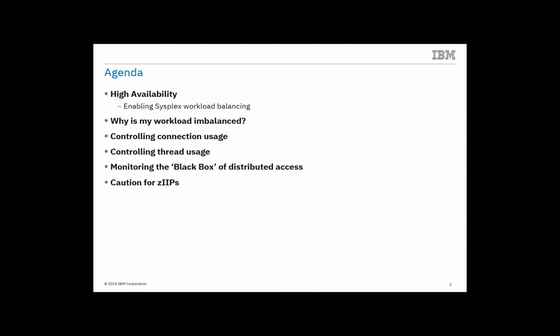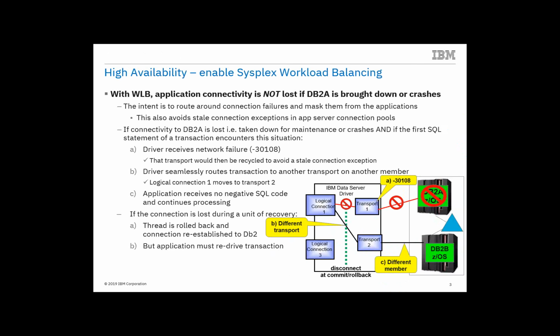So agenda, straight into high availability, which is kind of one of our key tenets on the mainframe. I want to make sure you're exploiting all the features there. If you've exploited it, then what might be some nuances you'd see in the workloads, talk about managing connections and threads in this world of mobile workloads and REST services, and then how to monitor some of these things that may be sneaking in kind of the back door of DB2. And a final single slide on zIIPs, because it's always a hot topic and I always seem to get questions about it.